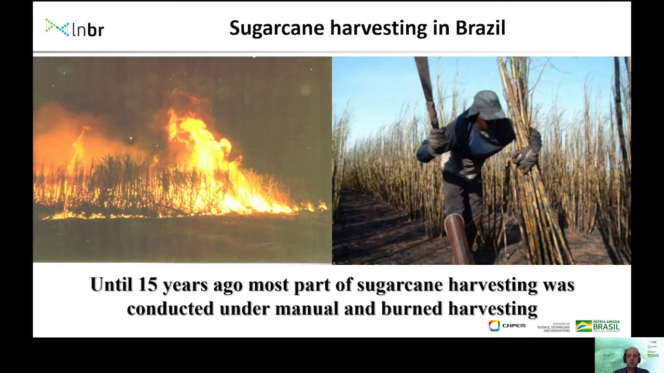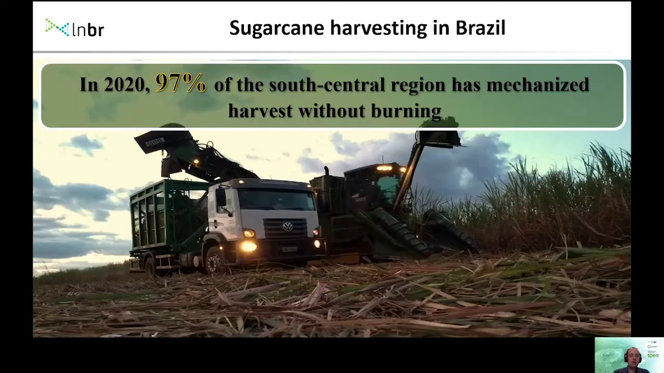So I will start with a brief introduction about the sugarcane harvest in Brazil. Until 15 years ago, most of the sugarcane harvest was conducted under a manual and burned harvest system. But this system changed a lot, and in 2020, for example, 97% of the area under sugarcane production in South Central Brazil was harvested without burning and under mechanized conditions.